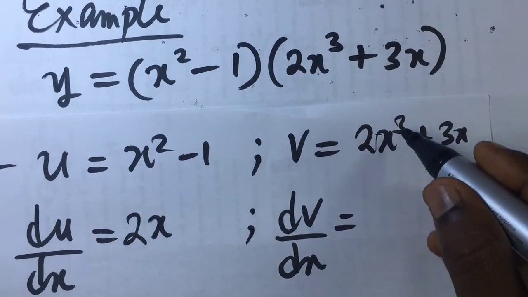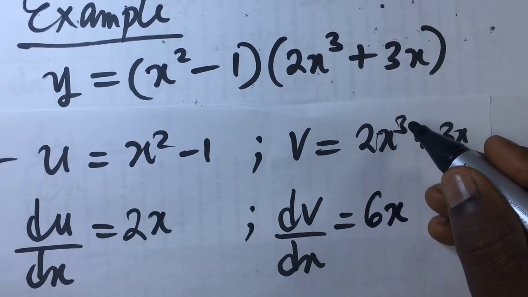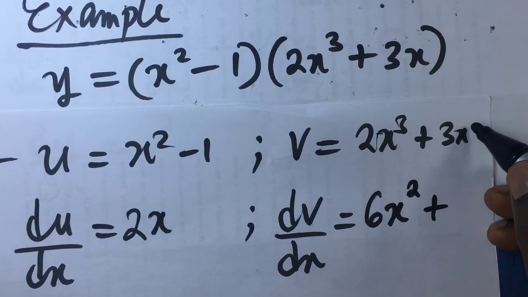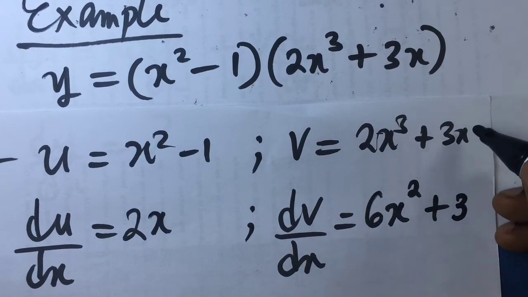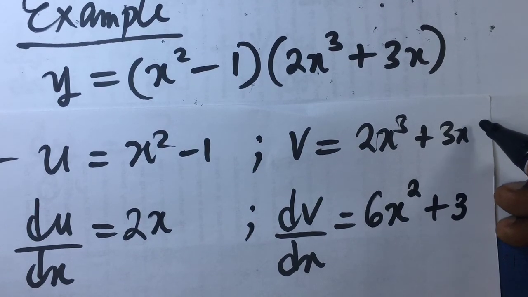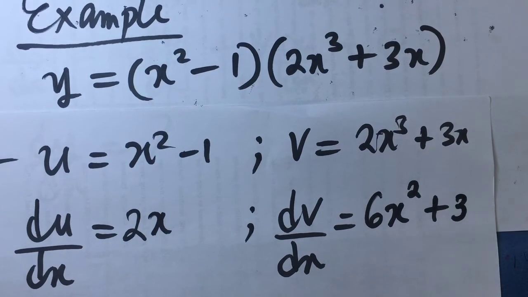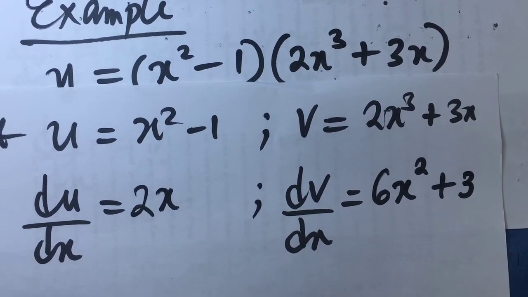Now in this case, you have 3 times 2 giving you 6x, subtract 1 from 3, the power, it will give you 2. Now for this case, the power clearly here is 1, so 1 times 3 will give you 3, and 1 minus 1, when you subtract 1 from the power 1, you end up having 0. x raised to power 0 will give you 1. So 1 times 3 is 3. Now what we've done is that we've obtained du dx, and we've also obtained dv dx.